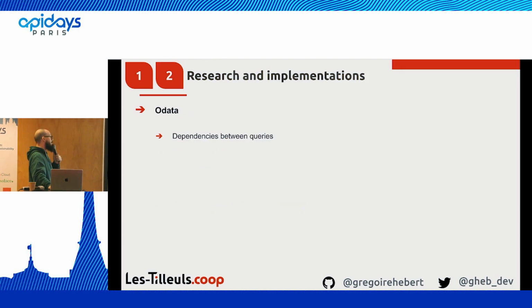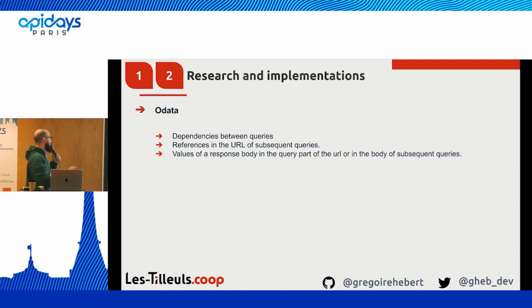In OData, you have dependencies between queries in the specification, which is nice, because if I follow the Snail specification, I can't rely on it. But they added a mechanism to have dependencies. I can also have references in the URL for subsequent queries, meaning I know in advance that I will use the result of the previous request in a second. The values of a response body can be used in the query part of the URL or in the body of the subsequent queries.